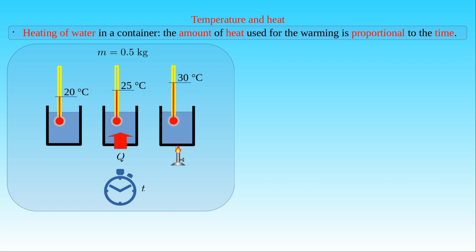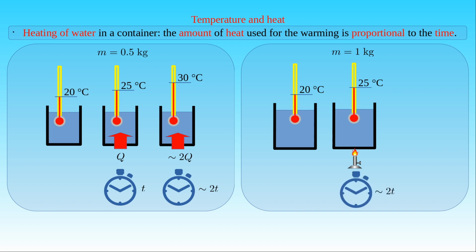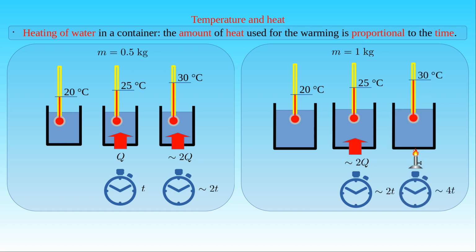If we continue the warming of the water until its temperature reaches 30 degrees Celsius, we find that the time of heating is about 2 times T. Since we assume that the transferred heat is proportional to this time interval, the heat absorbed by the liquid is about 2 times Q. If we perform this experiment with 1 kilogram of water, we will see that it takes about 2 times longer to warm up the liquid from 20 degrees Celsius to 25 degrees Celsius. Therefore, the amount of heat transferred to the water is equal to about 2 times Q. When the temperature of water reaches 30 degrees Celsius, we find that the time of heating is about 4 times T. As a result, we can state that the heat absorbed by the liquid is about 4 times Q.